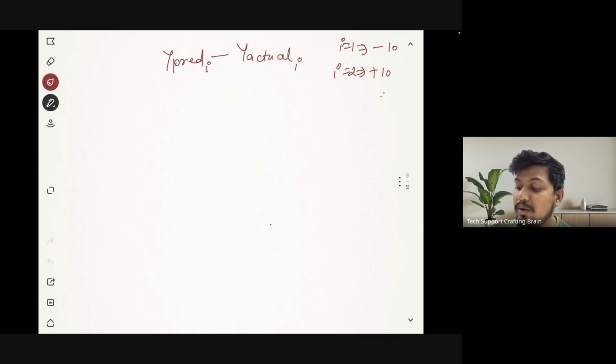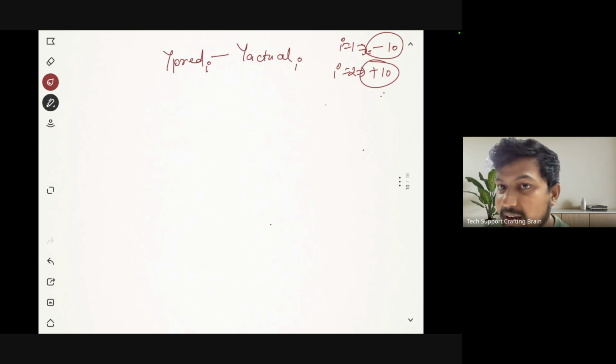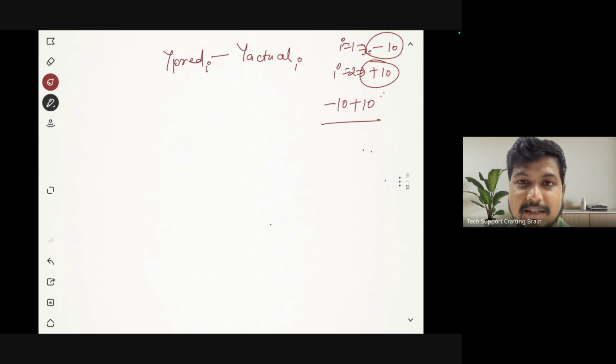So tell me how to calculate the average here. What will be the average of -10 and +10, guys? How will we calculate? -10 plus 10 divided by which value? Divide by 2. What is the answer I'm going to get here?